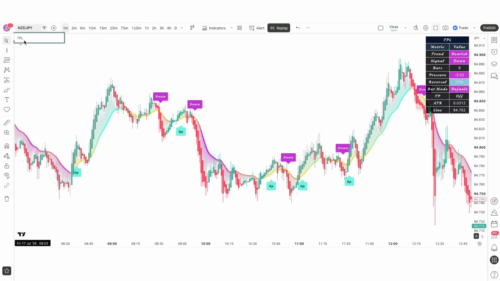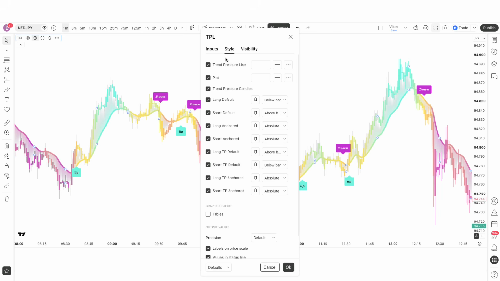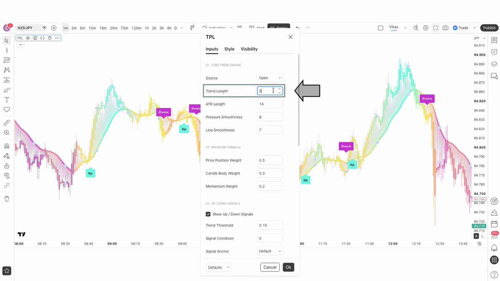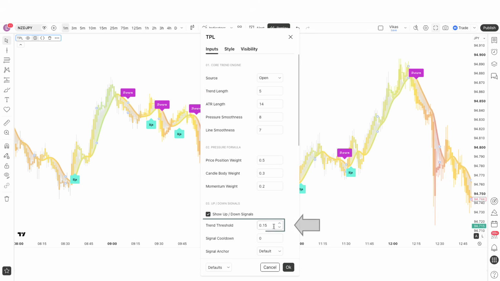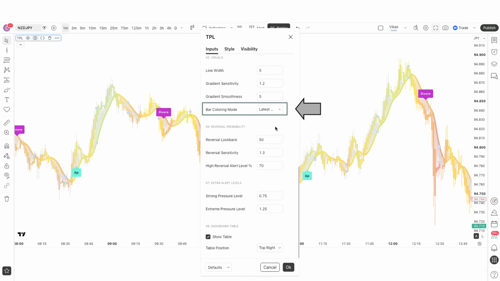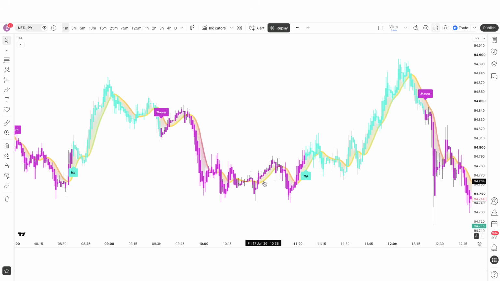Now change the indicator settings for perfect signals. First, if there are any options you wish to hide, do so to keep the chart clean and easy to read. Then change source, close to open. Change trend length, 34 to 5. Change trend threshold, 0.15 to 0.32. And change bar coloring mode, current default to latest signal. Here everything is fine after that. Click OK. Now we'll add one more indicator to make this strategy more powerful.